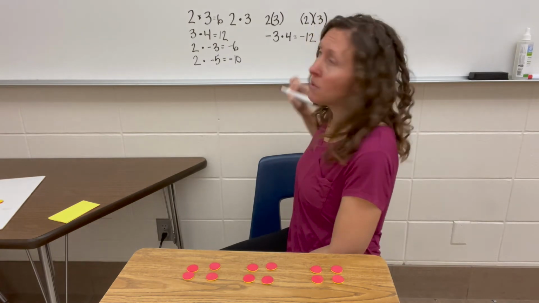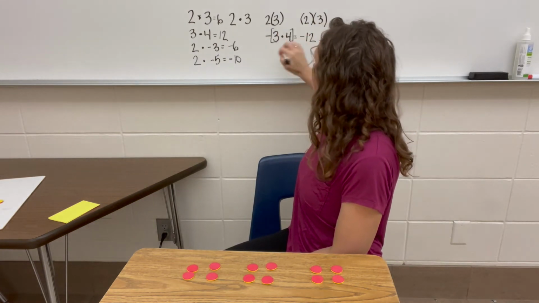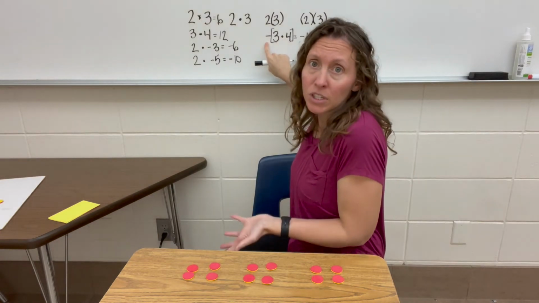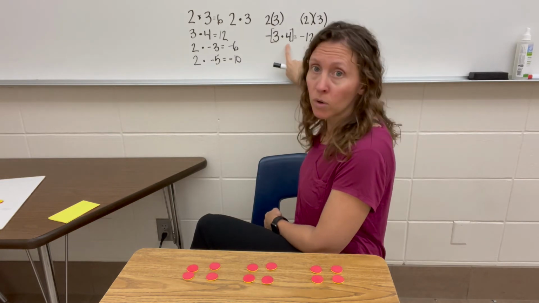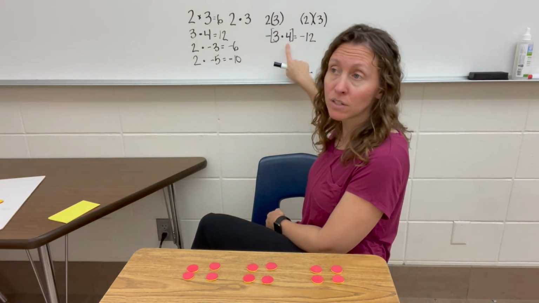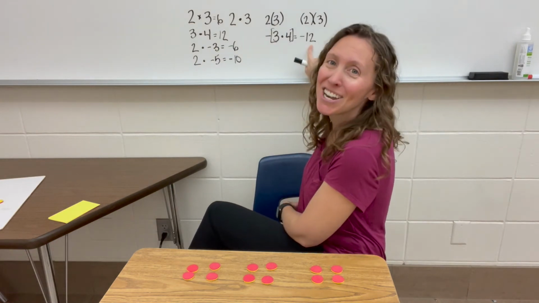Another reason I can do that is I can say I'm going to take the opposite, because negative really just means opposite. So the opposite of 3 times 4, which is 12. And the opposite of 12 is negative 12. So that's another reason why.